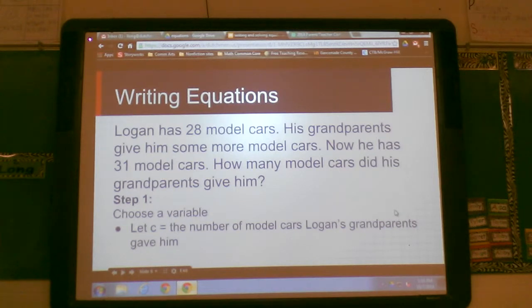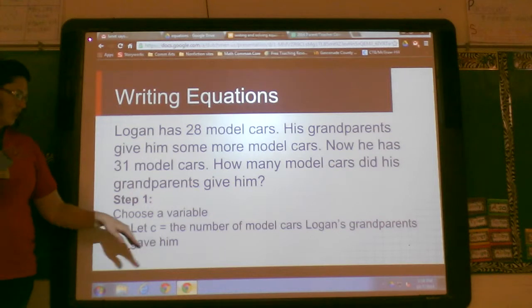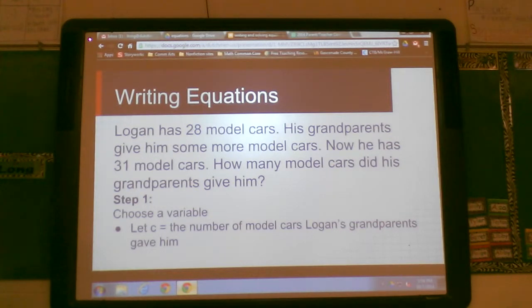Okay, now we're going to flip it around and we're going to learn how to write these equations. So, if you're given the problem, Logan has 28 model cars. His grandparents give him some more model cars. Now he has 31 model cars. How many model cars did his grandparents give him? Step 1, we're going to choose a variable. So we're going to let C for cars equal the number of model cars Logan's grandparents gave him.